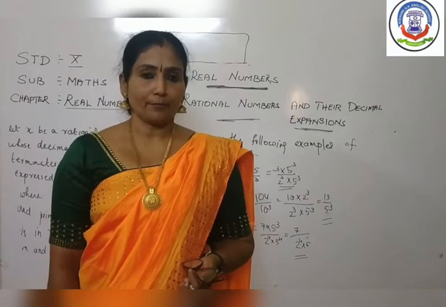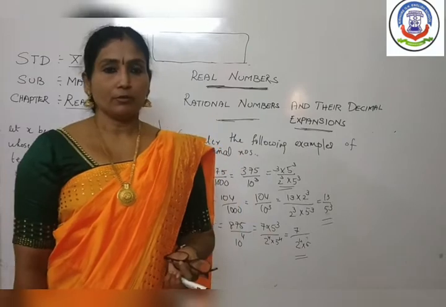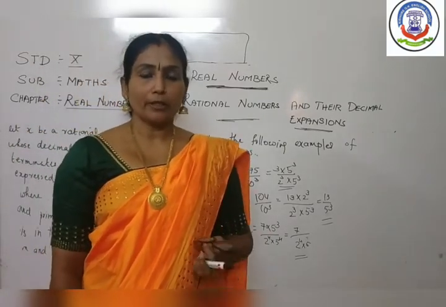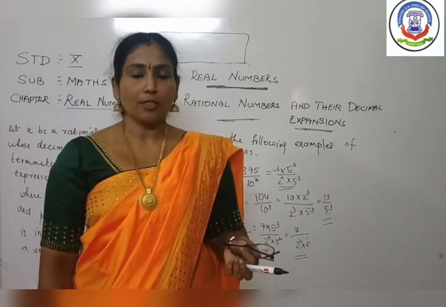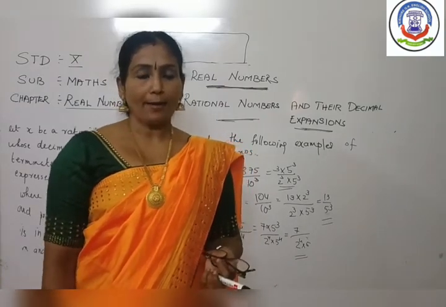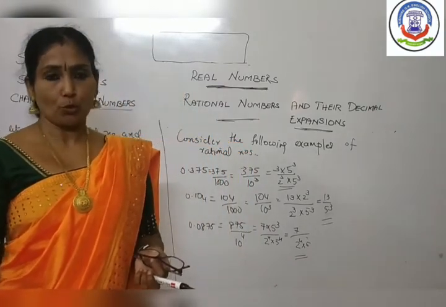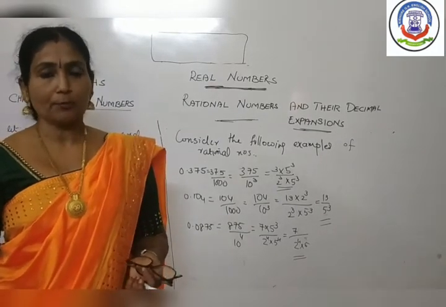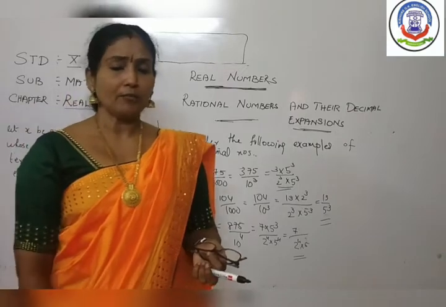Good morning, children. In the previous lecture we saw how to prove whether a number is an irrational number, that means root 2, root 3 and sums like 5 plus root 2, or 3 root 2. How can you prove it is an irrational number? That proof I already explained in the previous session.